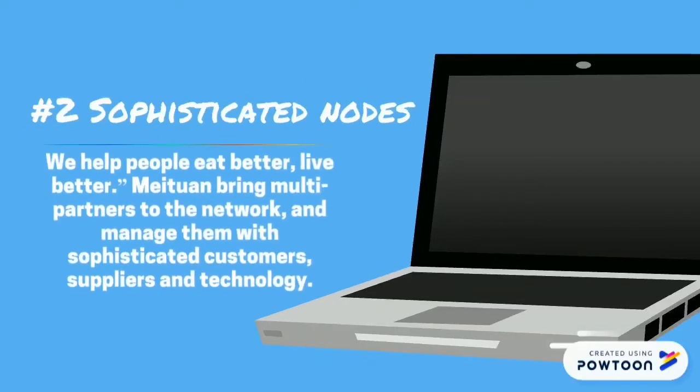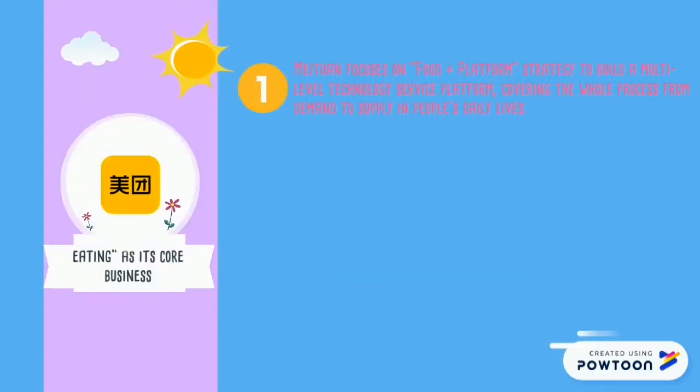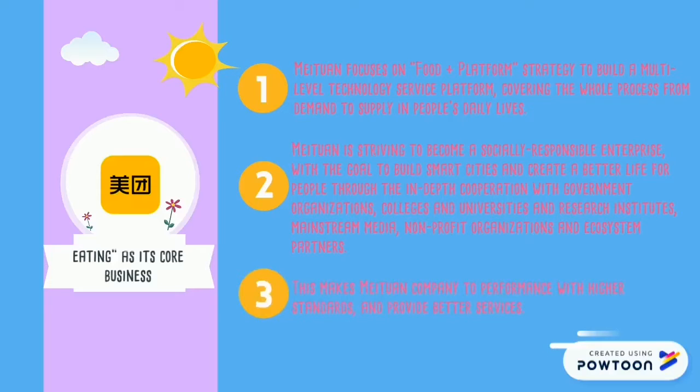The mission of Meituan Dianping is to help people eat better, live better. Meituan brings multiple partners to the network and manages them with sophisticated customers, suppliers, and technology. With eating as its core business, Meituan is focusing on its Food Plus platform strategy to build a multi-level technology service platform. Meanwhile, Meituan is striving to become a socially responsible enterprise with the goal to build smart cities and create a better life for people through in-depth cooperation with government organizations.